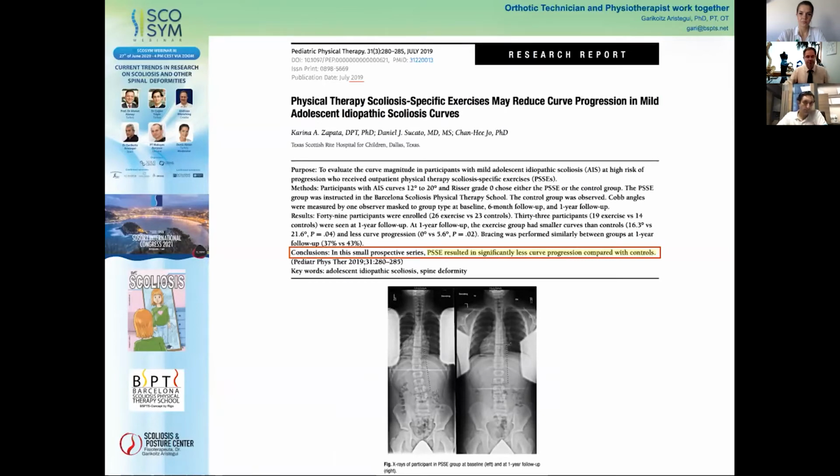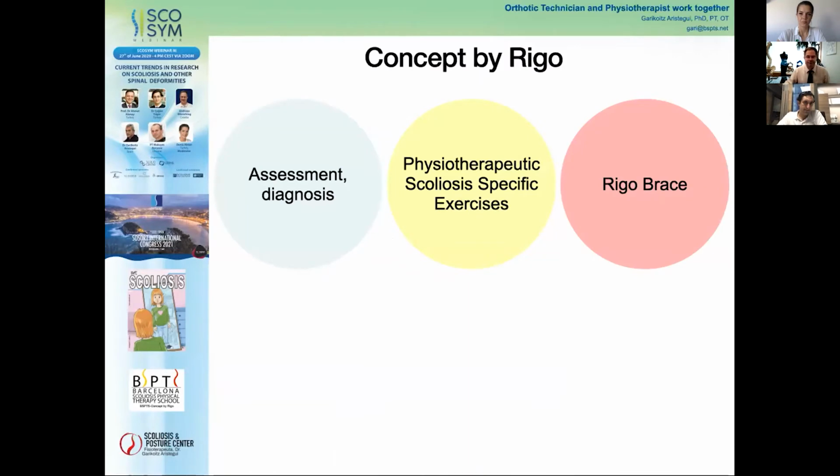Perfect. Nowadays, published last year, Karina Zaina in July, her conclusion was that physiotherapy scoliosis specific exercises resulted in significantly less curve progression compared with controls. We have information, and in my opinion, the concept by Rigo, the idea that we have, is to work all of us together. First, the medical doctor does the assessment and diagnosis. Then the physiotherapist does the physiotherapeutic scoliosis specific exercises.